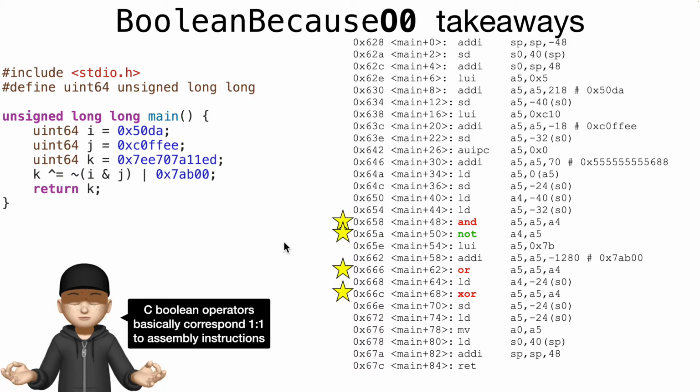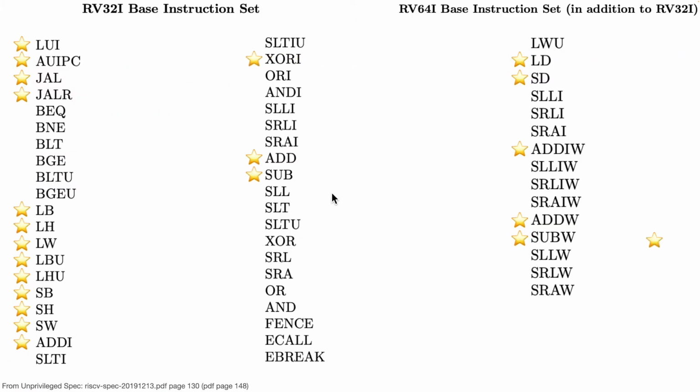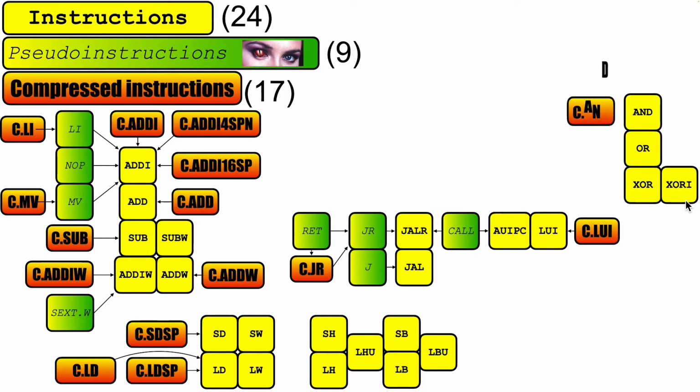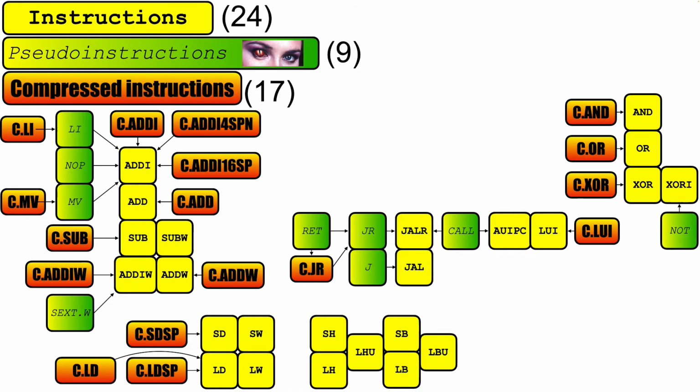So we picked up XOR I, XOR, OR, and AND. And those would show up on this diagram right here. AND, OR, XOR, and XORI, as well as compressed AND, compressed OR, and compressed XOR. And also NOT, which is not an instruction. It's actually an XORI. So yeah, we just picked up a pretty nice chunk of Boolean assembly instructions, although it does look conspicuously incomplete. Let's continue on.